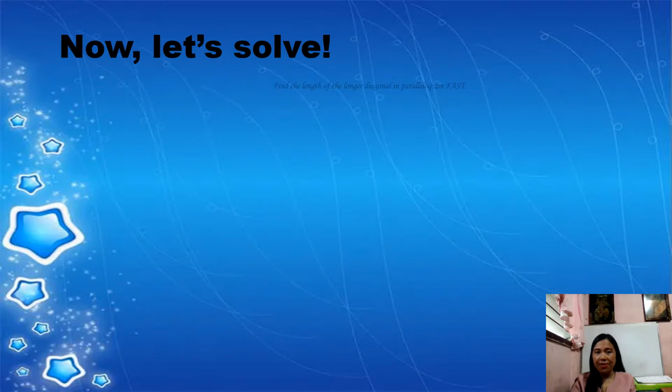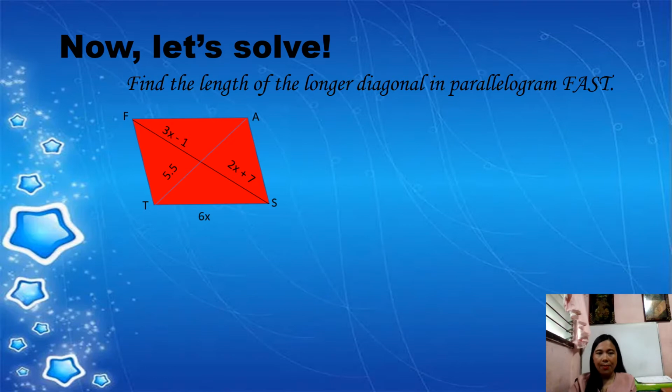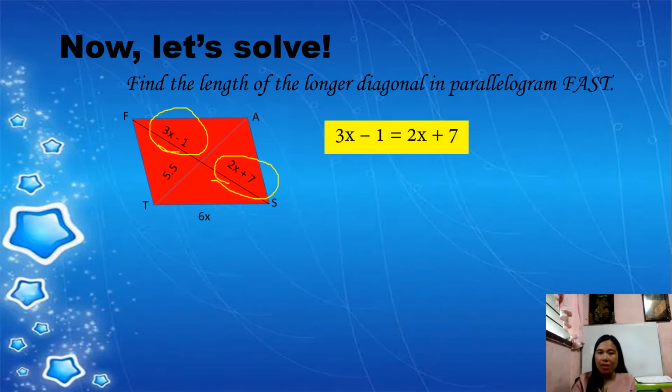Now let's have another problem. Find the length of the longer diagonal in parallelogram FAST. Now, if we have this figure, observe the figure properly. Take note that by parallelogram property number 4, we can equate 3x minus 1 and 2x plus 7. Okay, that is to solve for the value of x.